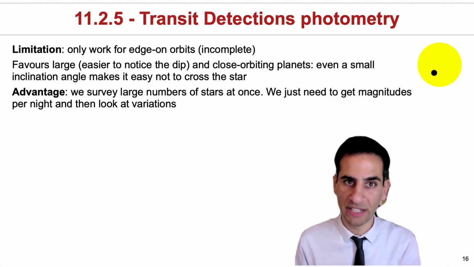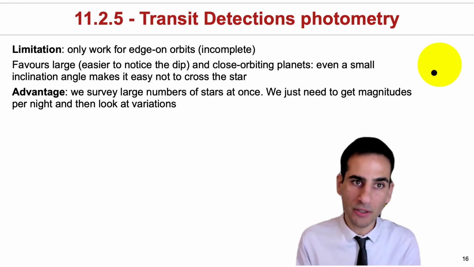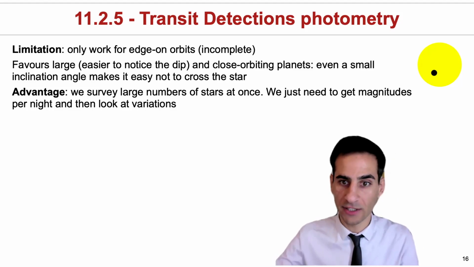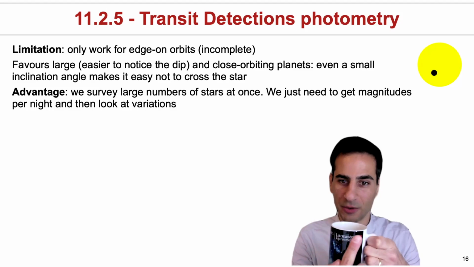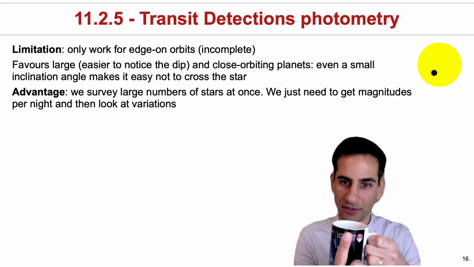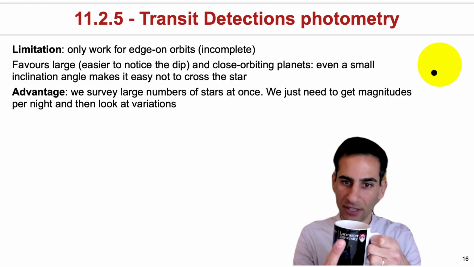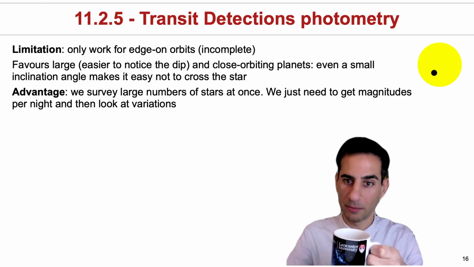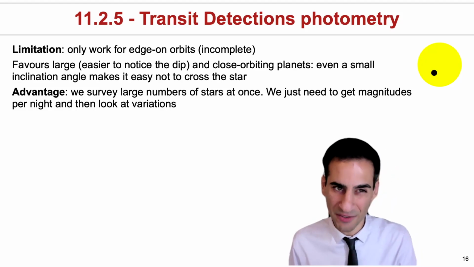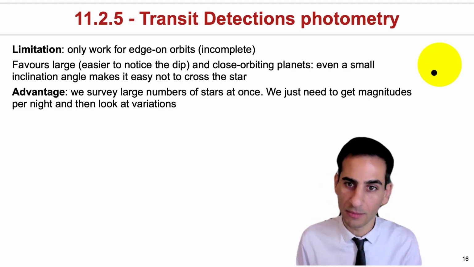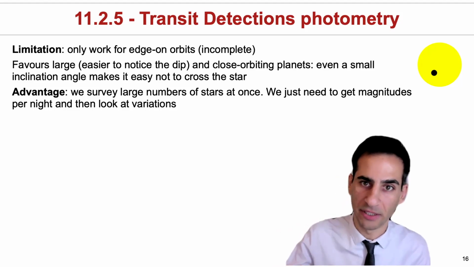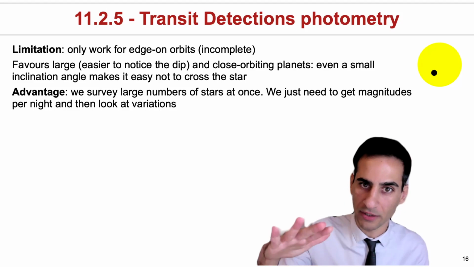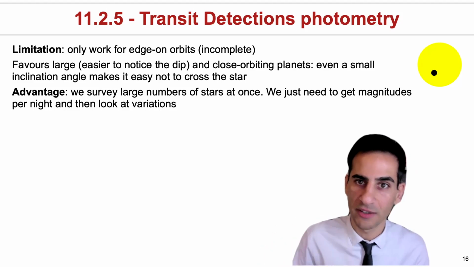There are, of course, some limitations to the transit technique. It will only work for edge-on orbits, and that is because if you have a star named Lancaster University, you will only be able to see a transit if it passes directly in front of it. If it's orbiting with an inclined orbit, then this will not be possible. On top of that, this technique does favor very large planets, so it's easier to notice the dip, but also close orbiting planets, because those, even if they are on inclined orbits, they will still pass in front of the star.